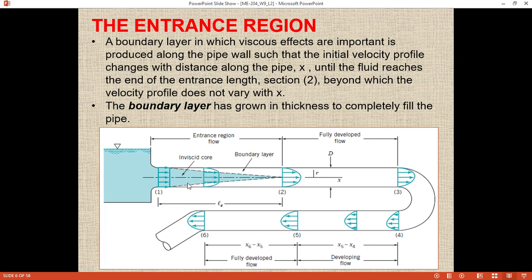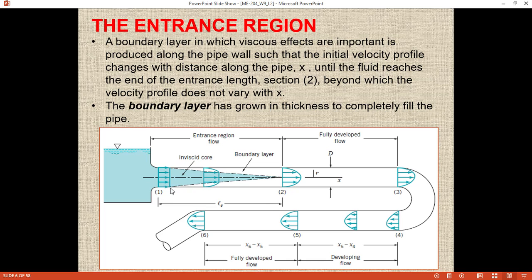So here you can see this dotted line, can you see that? This dotted line where I move my cursor, okay. So this line is called the boundary layer line, okay. This line is called line of boundary layer, and this boundary layer is due to the viscous effect.